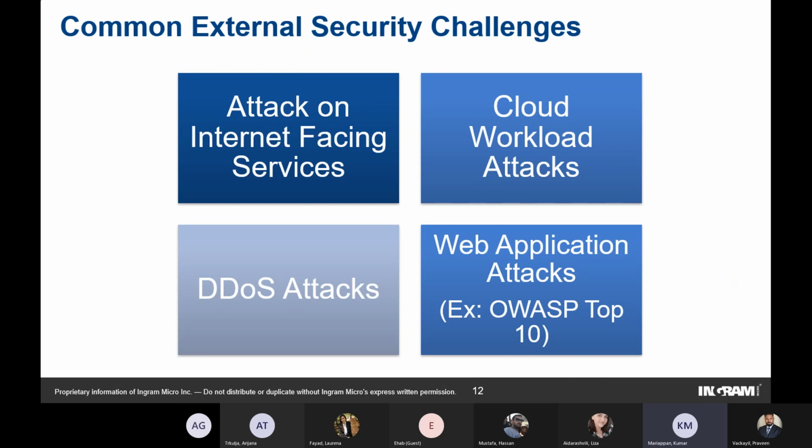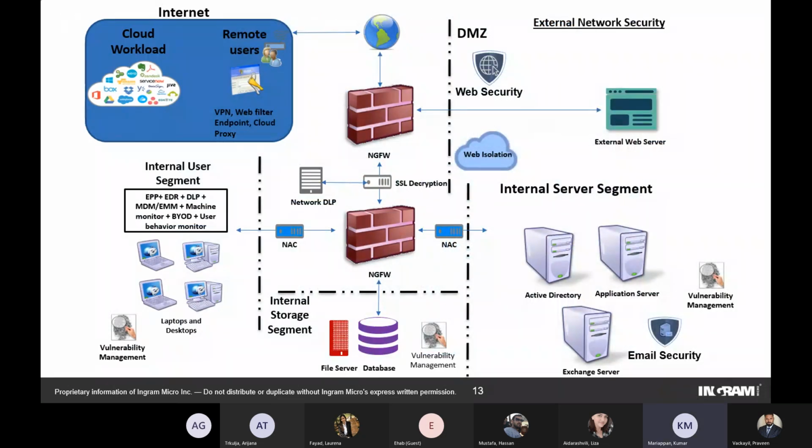And there is always everyone trying to affect the cloud workload. So there are attacks on cloud workloads, which you have in the cloud. There will be DDoS attacks, and there are web application attacks. For example, OWASP top 10 attacks, SQL injection, or any type of injection against your web applications. So these are common security challenges when it comes to external facing infrastructure. So how do you protect them? So we have covered common security challenges, then network security challenges.